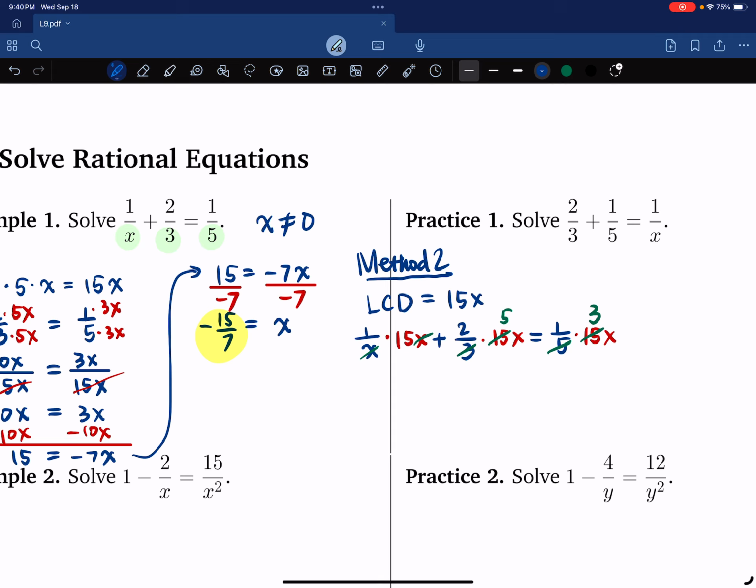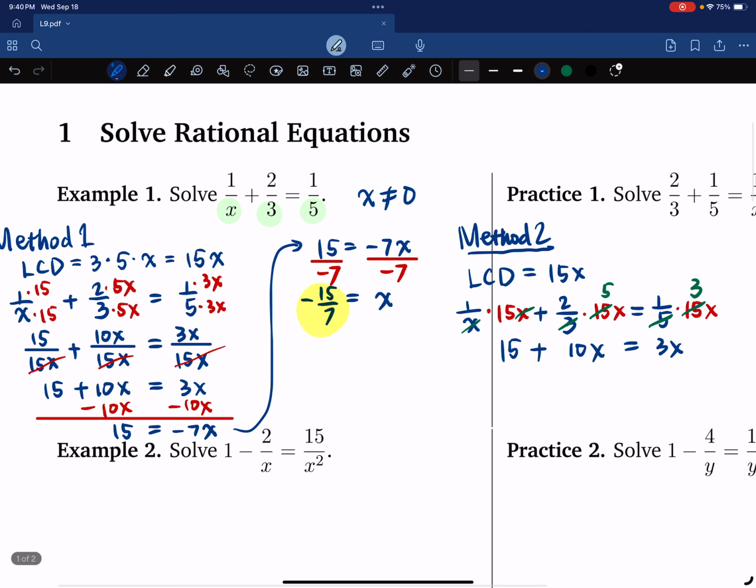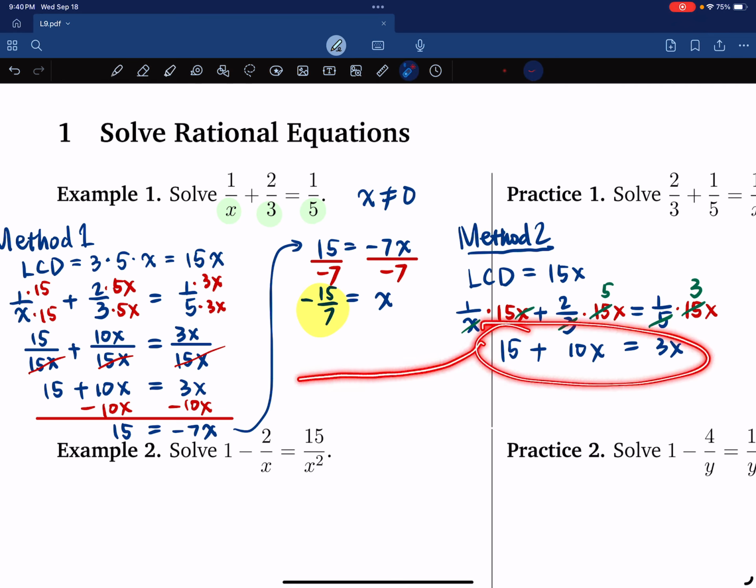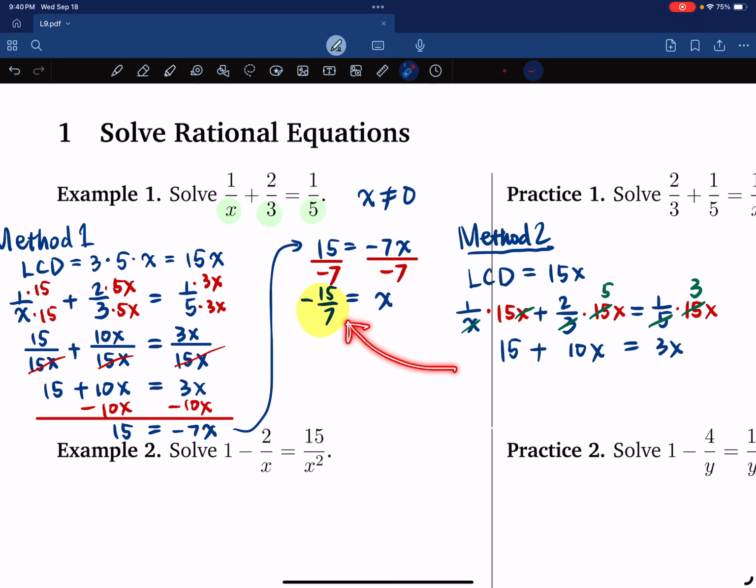Let's write down what's left, right? We have 1 times 15, so that's 15, plus 2 times 5x, that's 10x, equals 1 times 3x, that's 3x. And as you can see, this is the same equation, right? This equation is the same as this equation right here. So you could do the same thing after this. Isolate x, and then you will get x is negative 15 over 7. So this is method number 2.